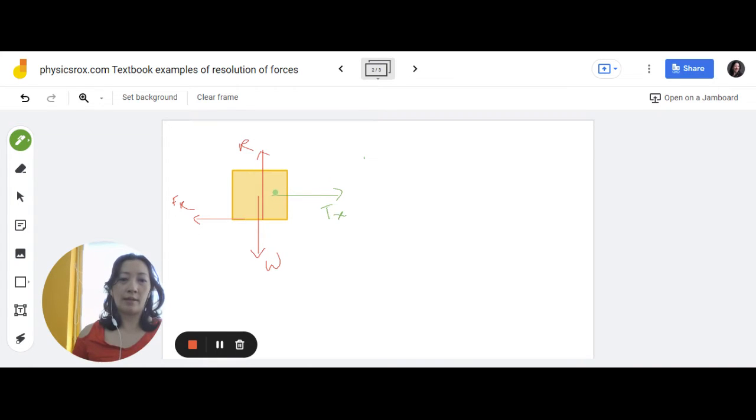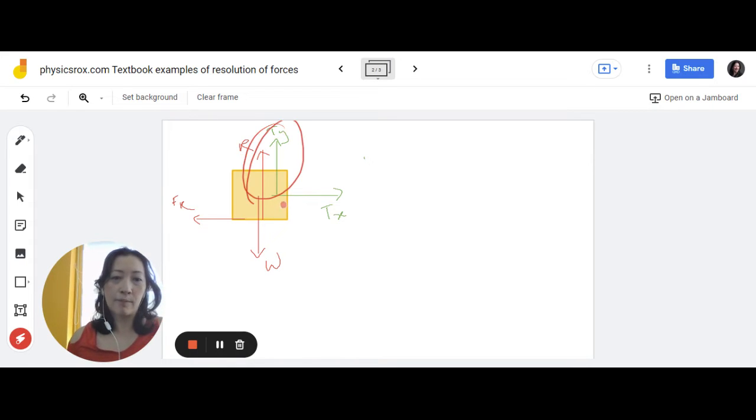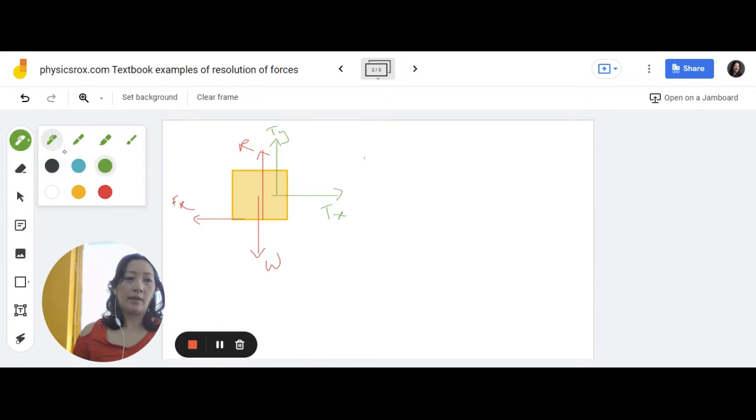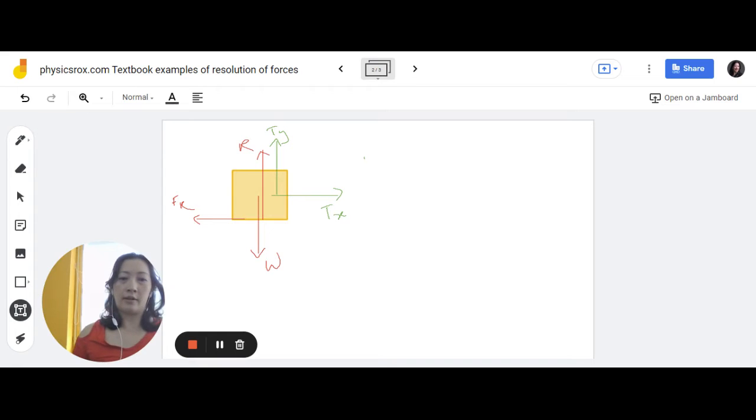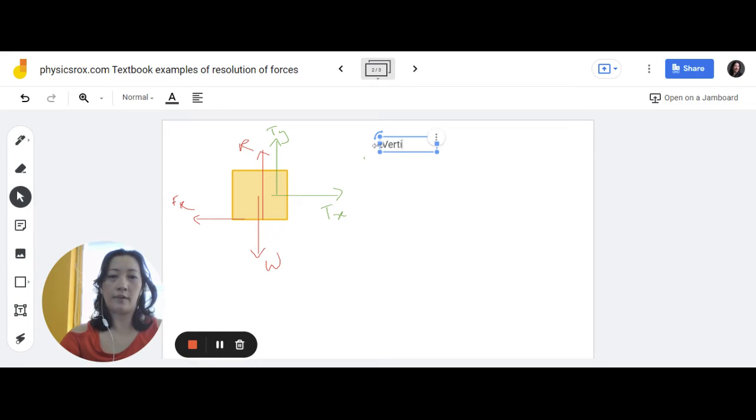Why we want to do that, I'll just put Ty over here so that it's easier to see. It's because now we have the vertical components all parallel and the horizontal components all parallel. So if we want to solve, it's easy because now we can just add these two together and minus this. So let's talk about the vertical component first. We have vertical forces, not components, right? The vertical forces.